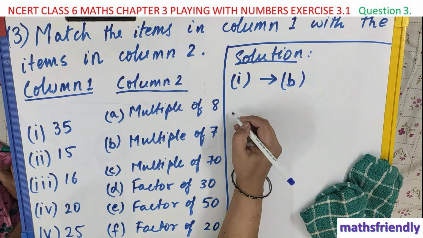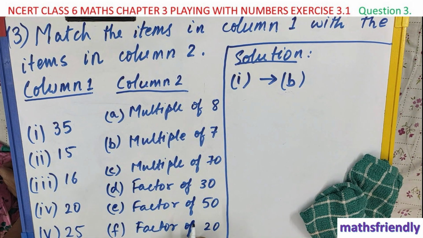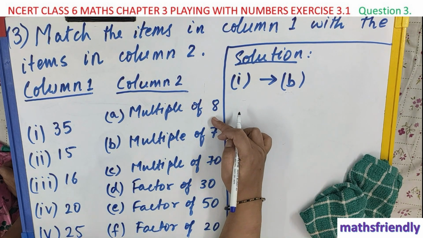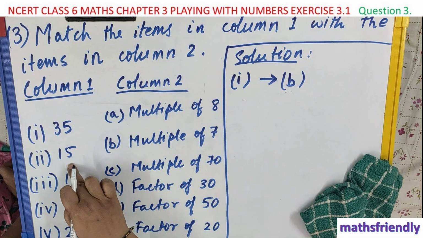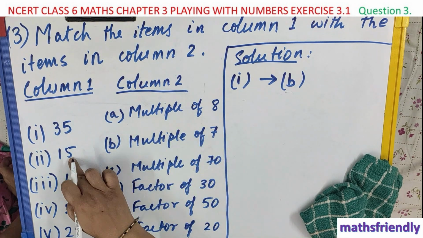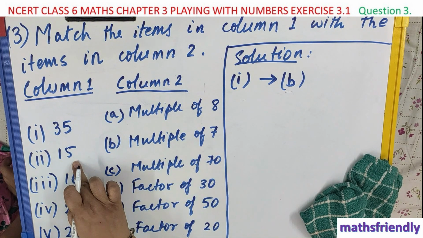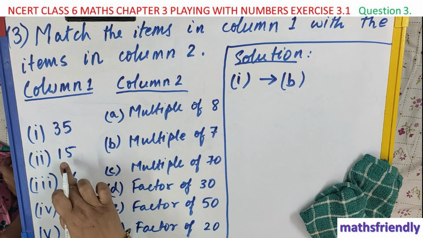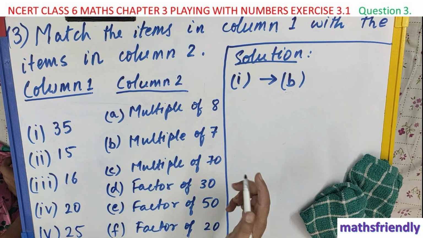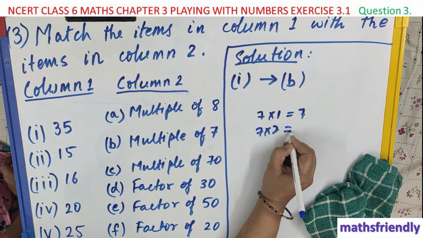Okay, now let us see 15 matches with which of these items? 15, is it a multiple of 8? No, 15 does not come in the 8 table, so it does not match with this. Is 15 a multiple of 7? Does it come in 7's table? No, it does not come because 7 ones are 7 and 7 twos are 14.